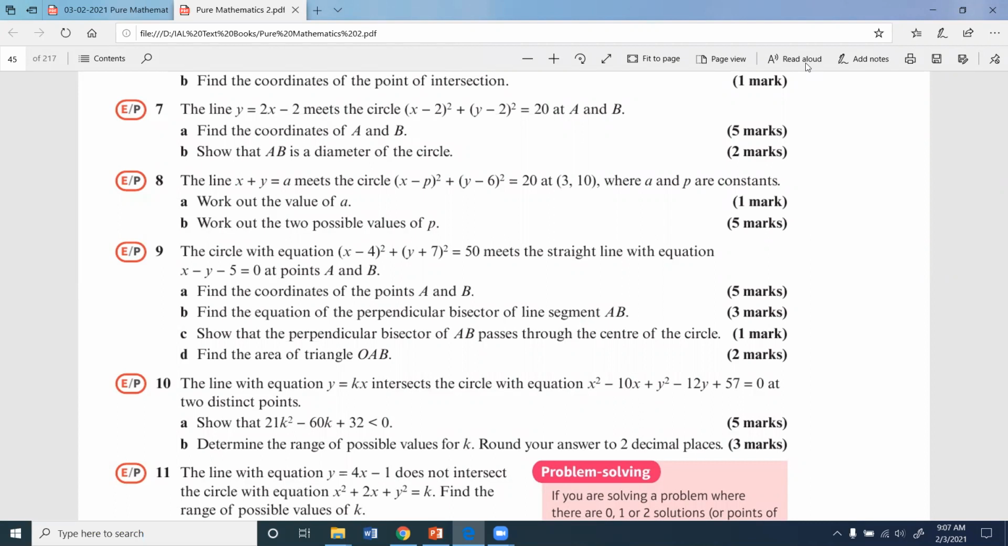Then after that, what they request is to find the equation of the perpendicular bisector of line AB. We will try to work out how to get that answer. The next part is to show that the perpendicular bisector of AB passes through the center of the circle. That's the second part of it. Then find the area of the triangle OAB. Initially, let's try to work out this question.